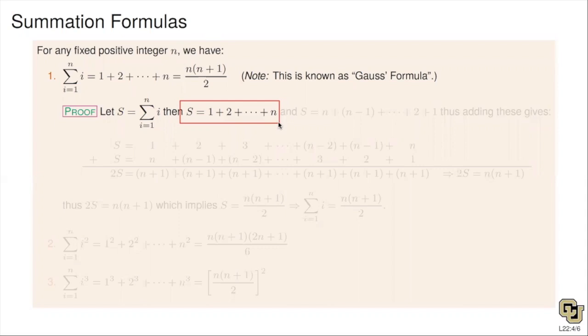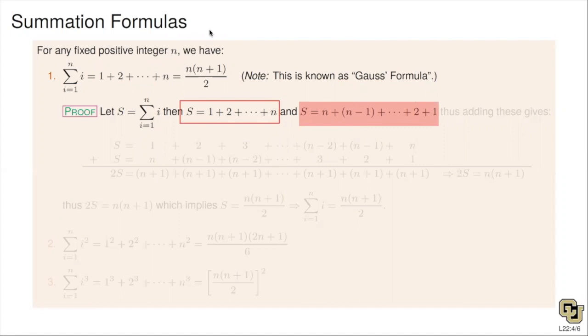the last number. But since the order of addition doesn't matter, 1 plus 2 is the same as 2 plus 1, I also want to write this sum in reverse order. So S would also be equal to the same numbers added together, but in opposite order. So instead of doing 1 plus 2 plus 3 plus 4 plus 5, here I've written it as 5 plus 4 plus 3 plus 2 plus 1. We start with the last number, which is n, and then we subtract 1 until we get to the very first number. Eventually you end at 1. So these are two ways of writing the same sum.